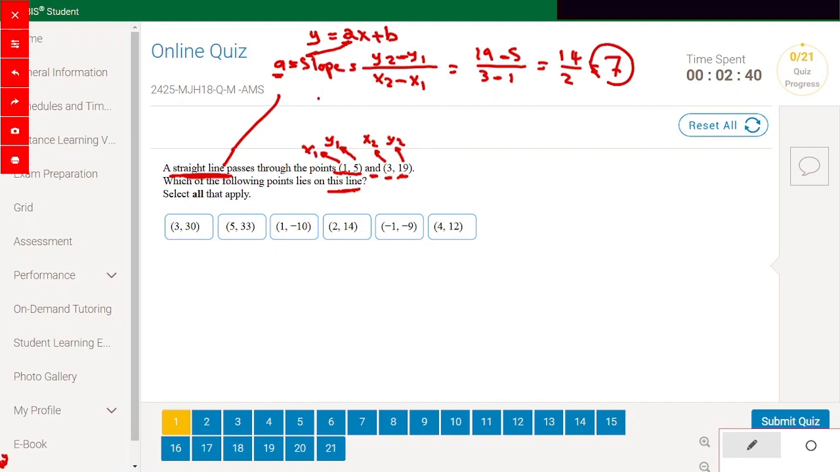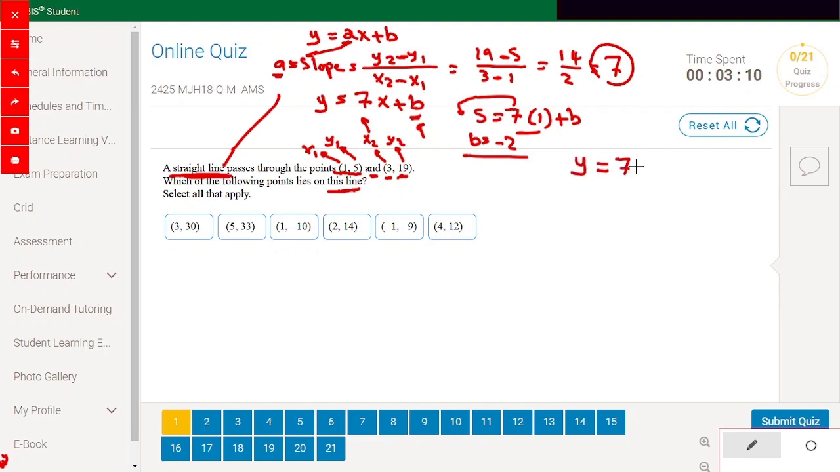So now the equation will be y equals 7x plus b. Now let's get the b. So we'll take any point, let's take (1, 5), and substitute in this equation. So here it will be 5 equals 7 multiplied by 1 plus b. So 7 will go to the other side, so b will be equal to minus 2. So now the final equation for the line is y equals 7x minus 2.